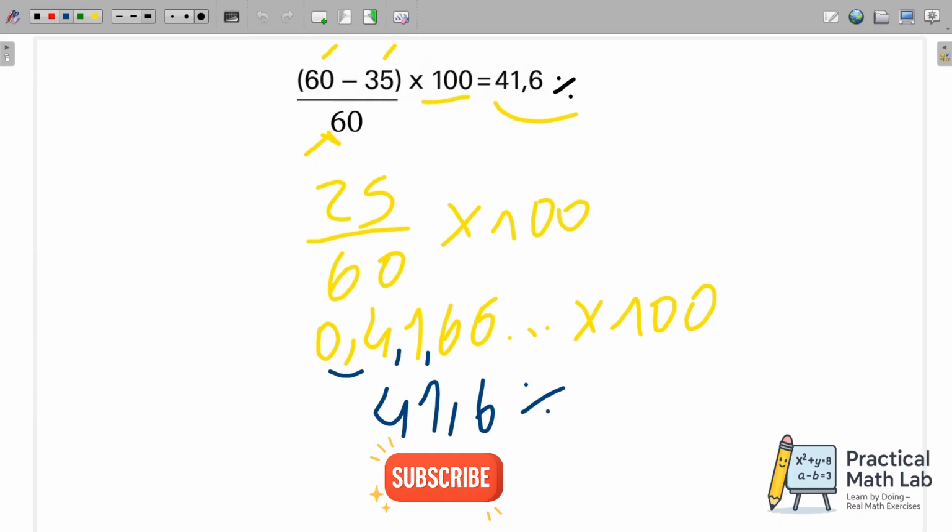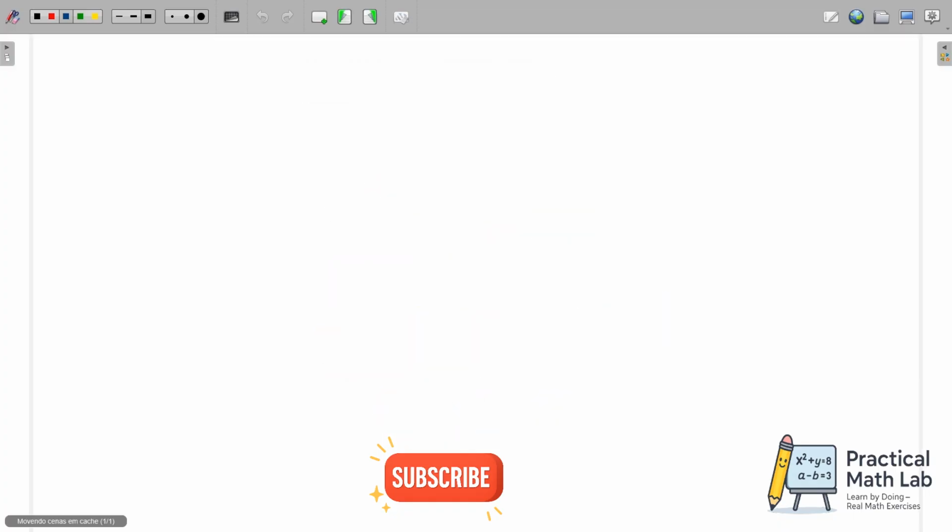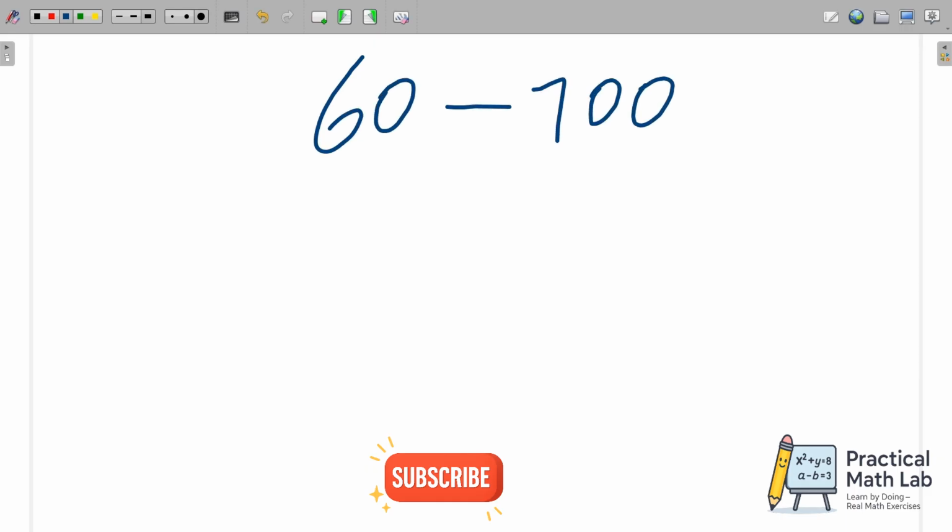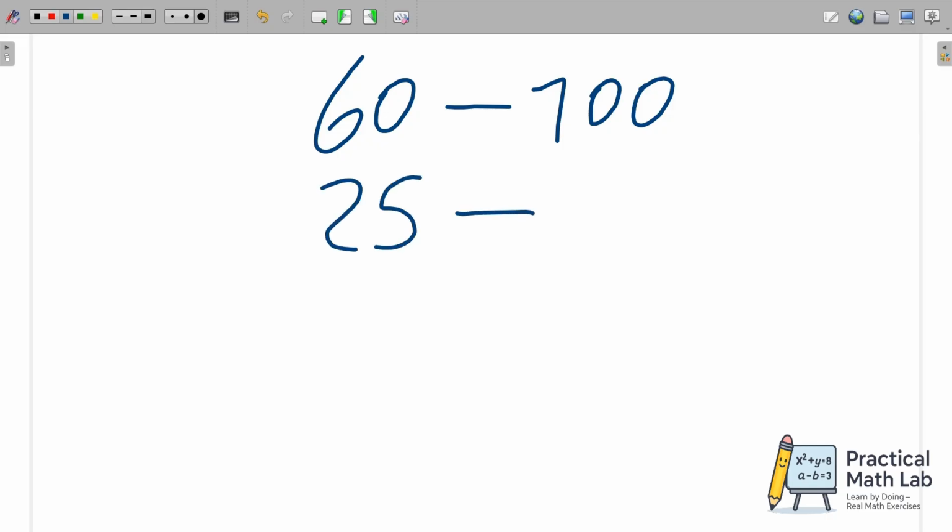But there's another way to solve it. Let's see how it goes. If we have 60, 60 is my 100%. I want to find out a value decreasing from 60 to 35, which gives a difference of 25. So I want to know what the difference is. If the difference is 25, I don't know what it is, it's x.